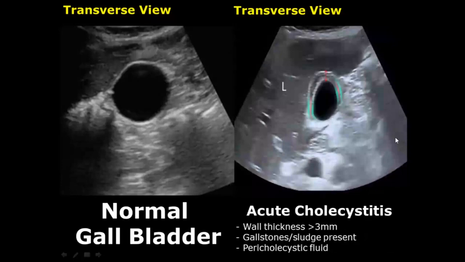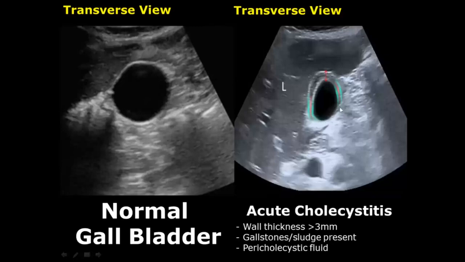Acute cholecystitis is the inflammation of the gallbladder. In this, the first sign is the increase in wall thickness, which is more than 3 millimeters. In this transverse view, we can see a thickened gallbladder wall.